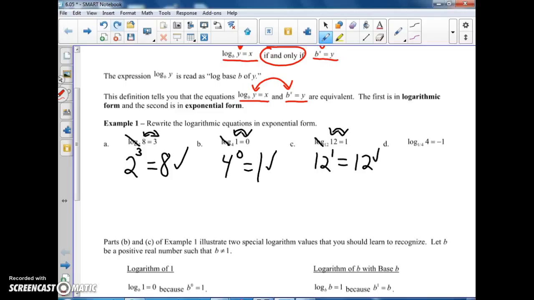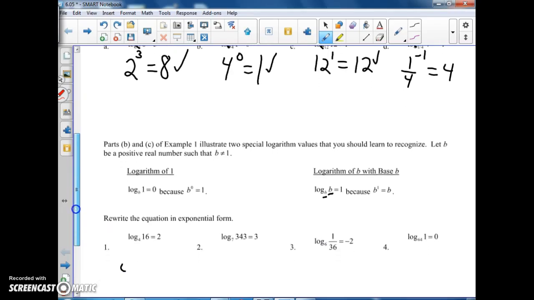All right, let's go to D. Strike the log out, make the switch. So you write down 1/4 to the -1 power equals 4. Now, what does a negative exponent do to a fraction? It flips it, it takes the reciprocal. So 1 over 4 becomes 4 over 1. And what does 4 over 1 equal? 4. Sure enough, it makes sense. Check. So we got that.